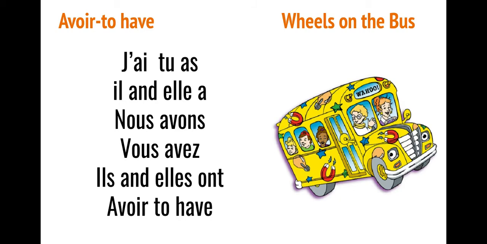Good, let's try singing it together. So 5, 6, 7, 8. J'ai, tu as, il and elle a. Nous avons, vous avez. Ils and elles ont. Avoir, to have. Excellent, encore une fois. Again, J'ai, tu as, il and elle a. Nous avons, vous avez. Ils and elles ont. Avoir, to have. Bravo! Give yourselves a round of applause.